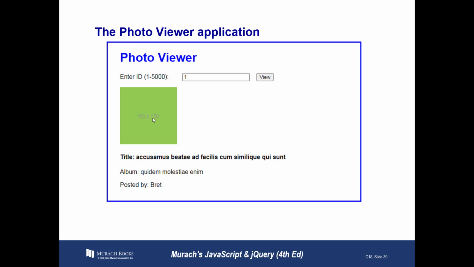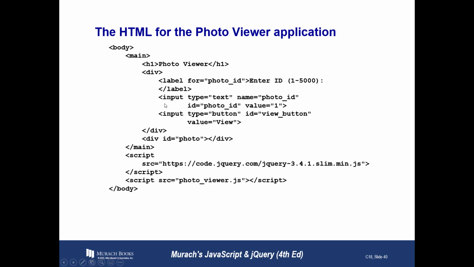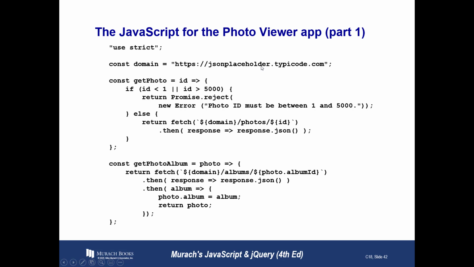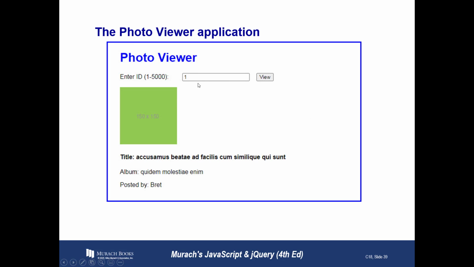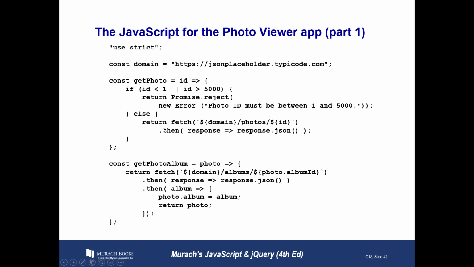There's this photo viewer application, as it says, enter an ID from 1 to 5,000. I'm not sure if they're using that on here. Let's see. Yeah, they're using the fake data from JSON placeholder. So you can put in anything in here. It'll show you a picture, and it'll show you a little description of them. If you put in anything that's less than 1 or greater than 5,000, it's out of range. So you reject it and you just let them know this. Otherwise, you fetch the one they're asking for.